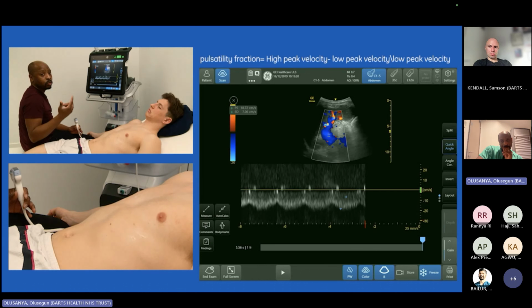You look at his IVC, so let's bear in mind that this gentleman is actually in extremis and is hunched over the bed, breathing and using all of his accessory muscles. And look at his IVC, and that IVC is barely moving. You measure it, and it's 2.3 centimeters.